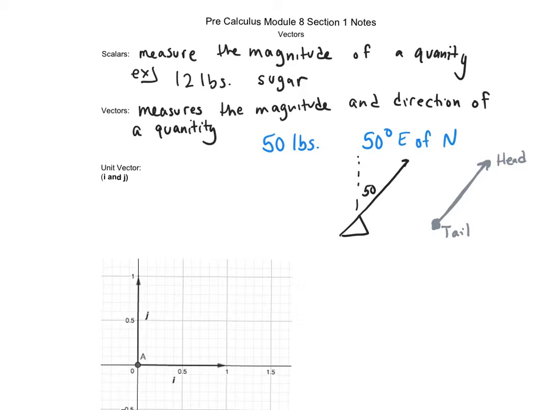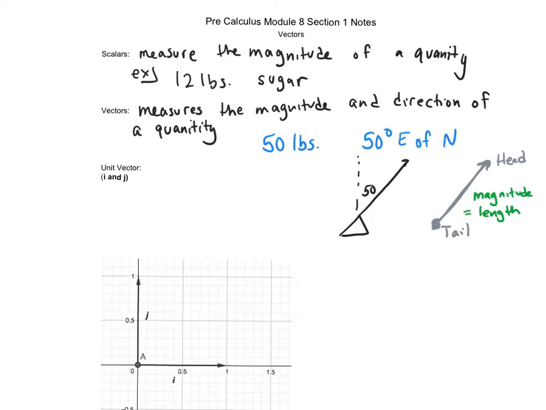Now we talk about magnitude. Magnitude is how much. The magnitude in a vector is simply just how long it is. So the longer the vector is, the more magnitude it has. So if you're pulling at 60, that's going to be longer than if you're pulling at 50. So vectors have magnitude or length, and they have direction.